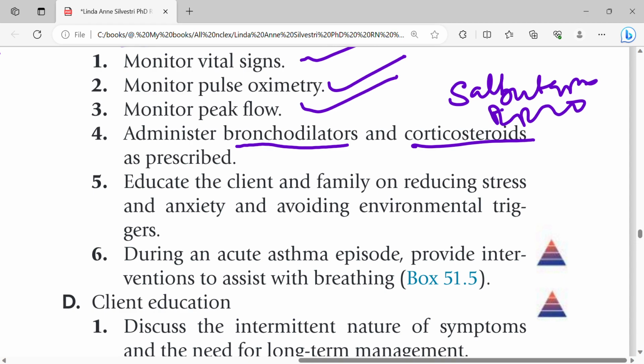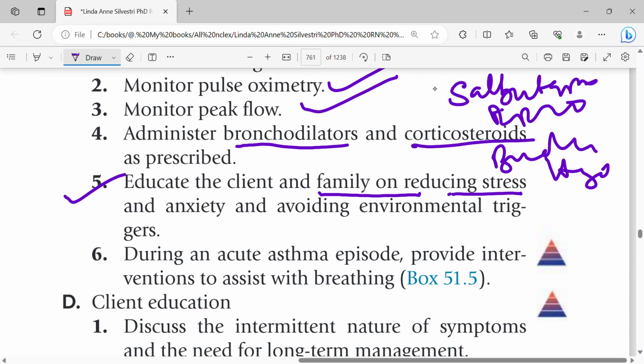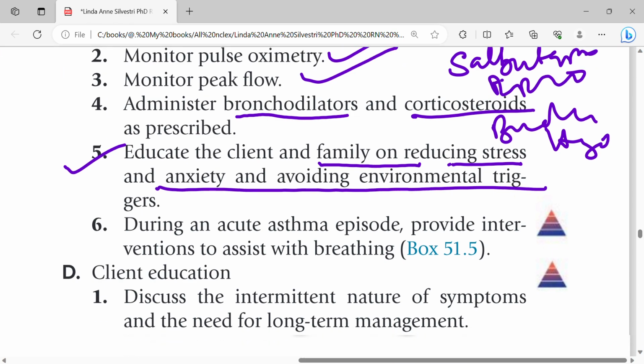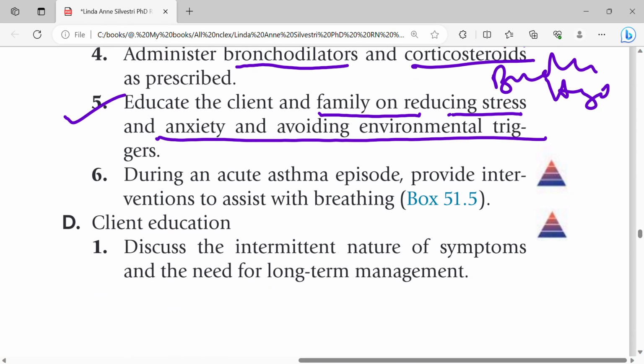And corticosteroids, like budesonide and all. So these are the corticosteroids. Educate the client and family; hydrocortisone, these are also corticosteroids. Educate the client and family on reducing stress and anxiety and avoiding environmental triggers. For asthma, environmental triggers are very important, because an asthma attack can occur because of environmental allergies.